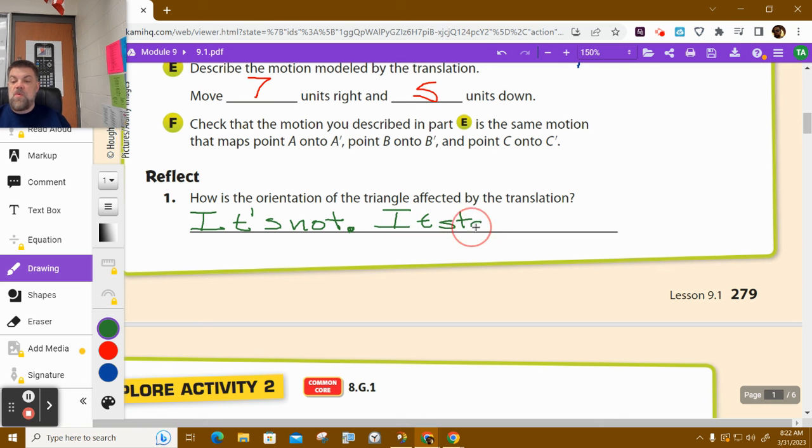So when you go to do the PSAT and they say, look at this transformation, which is a similar word but different, if it's the same size and the same orientation, then you know it's a translation, because it'll say, what type of transformation is this? And it'll say, is it a translation? Is it a rotation? Right? Is it a dilation? And based on the orientation, you have an answer. It stays the same.